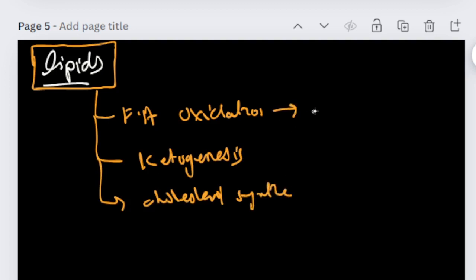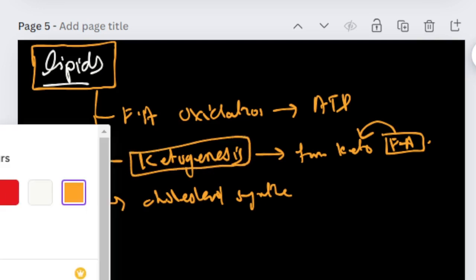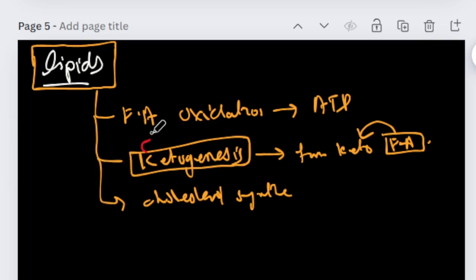Fatty acid oxidation gives you energy, ATP. Ketogenesis is the formation of ketone from fatty acid. At which time does ketogenesis occur? When there is low glucose or prolonged fasting.